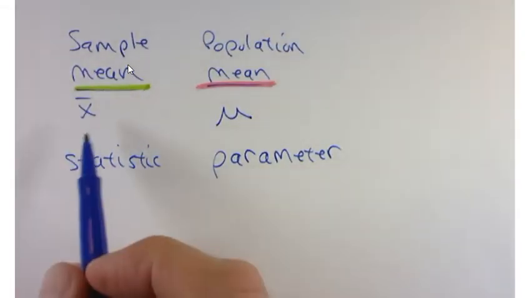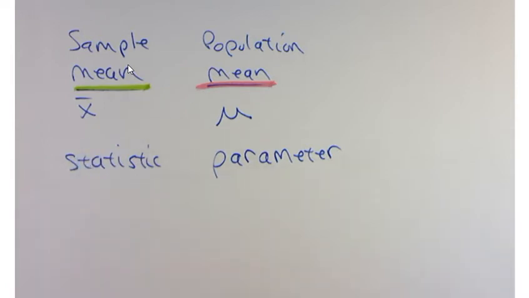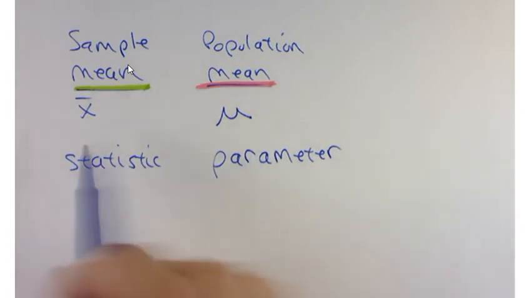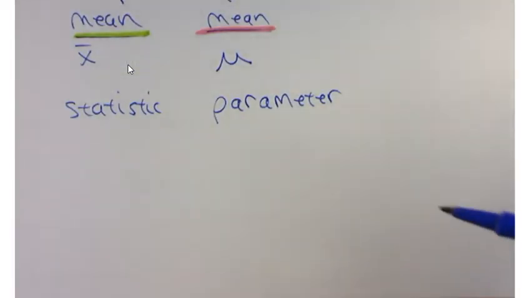Now, for the mean, the calculation is the same. You add them up and you divide by n for both of those. But later on, we start dealing with measures of dispersion. Then the calculation actually starts to get a little bit different. But for right now, they're calculated the same. They're just different notations. All right. Good job.